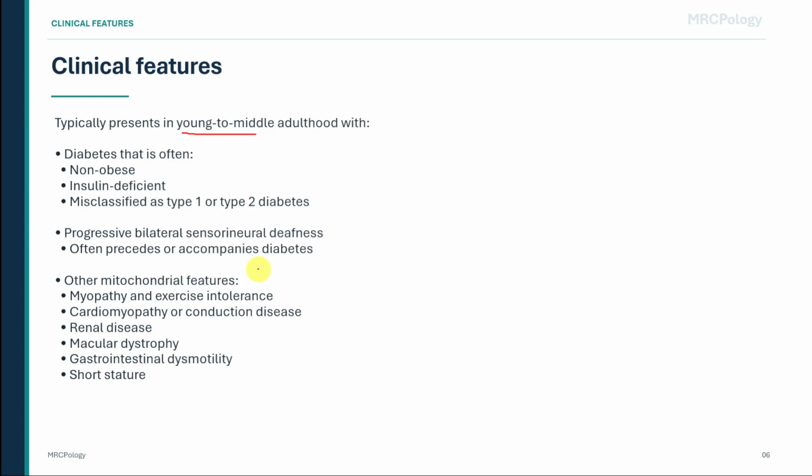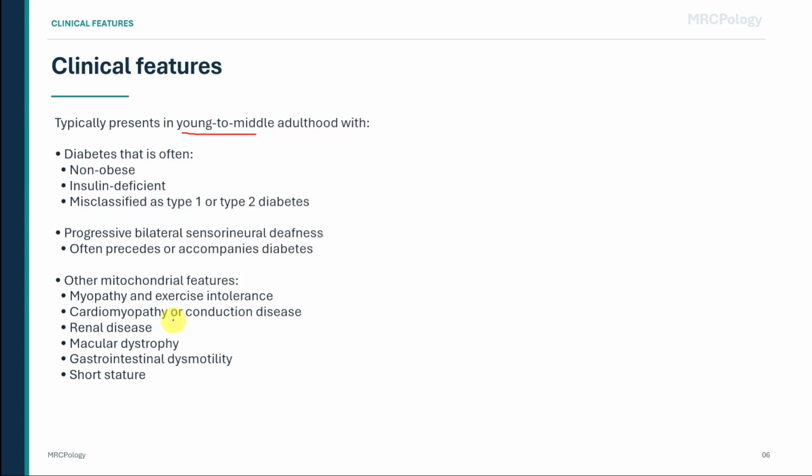Skeletal muscle involvement can cause myopathy, muscle weakness, or exercise intolerance because the muscles cannot generate energy efficiently during exertion. Cardiac involvement may produce cardiomyopathy or conduction disease. This matters clinically because conduction abnormalities can be silent until they become significant. Renal involvement may cause impaired renal function or albuminuria.